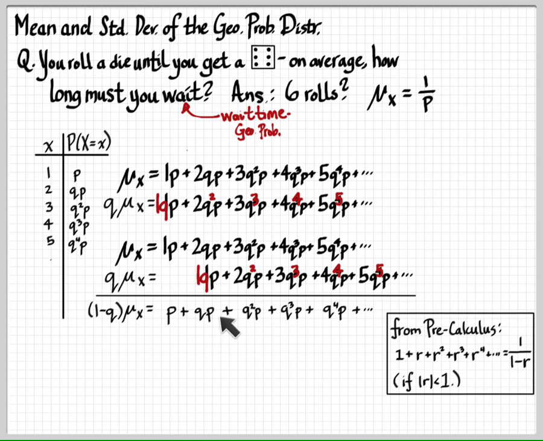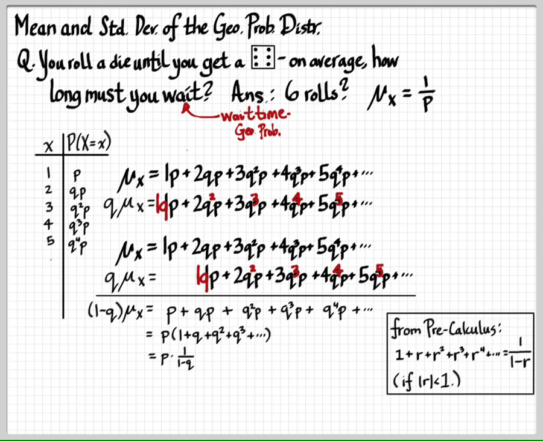And I have a factor here of p now. There's a p on every term that I'm going to factor out. And what's left is exactly a geometric series like this one, where r has been replaced with q. So using this formula from pre-calculus, that sum is 1 over 1 minus q.